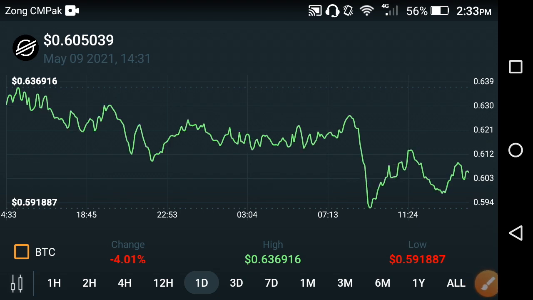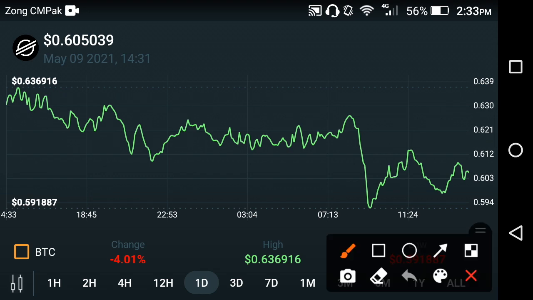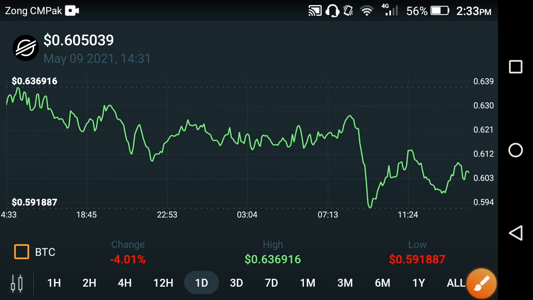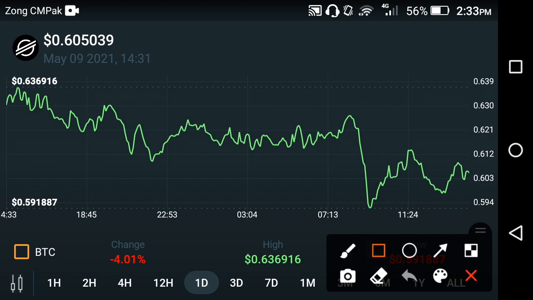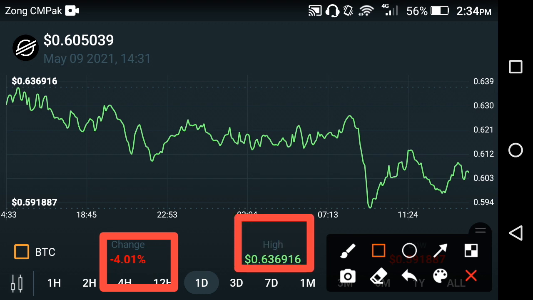What's going on in this chart of the Stellar XLM, friends? As you can see here, that is the price chart of the Stellar XLM. If we look at the price changes in the Stellar XLM, as you can see on the screen, it took a high jump. I think in this jump it is also in jumping mode, friends. And if we look at the price changes in the Stellar XLM, the price change is negative 4.01%, and the highest price of the Stellar XLM in the last 1 day, I mean the 24-hour highest price of the XLM, is 0.636916 USD, friends.